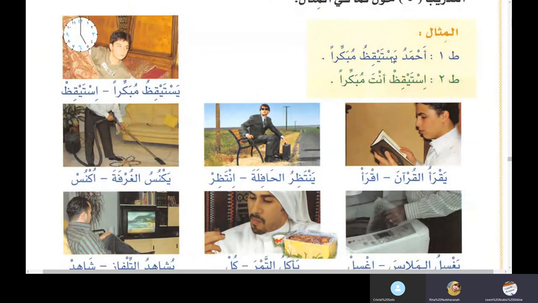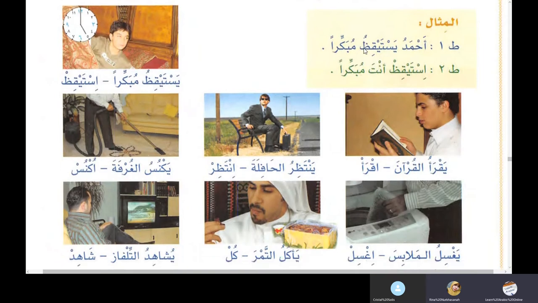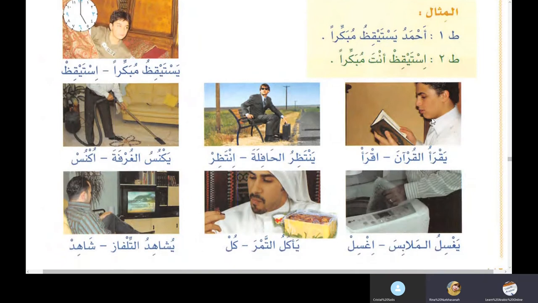Yes, yastayqizu is fi'l muzari, istayqiz is fi'l amr. Ahmadu yastayqizu mubakkiran, Ahmad wakes up early. Mubakkiran means early. Istayqiz anta mubakkiran, you wake up early. We are ordering him to wake up early. Just remember that normal ending of fi'l amr is sukoon, normal ending of muzari is dhamma. Okay. So the first student will say Ahmad is reading Quran. So the second student will say to the first student, you read Quran also. Now read it.